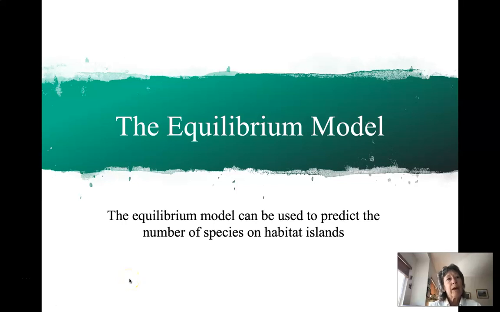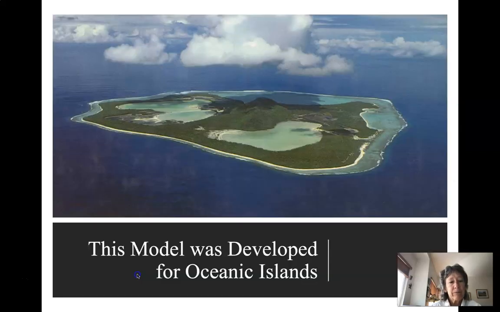Hello, everyone. I'd like to talk about the equilibrium model for biogeography. This model can be used to predict the number of species on habitat islands. The model was actually developed for oceanic islands, but it's very applicable to ecological islands in conservation biology.